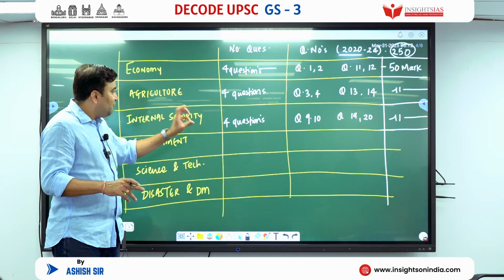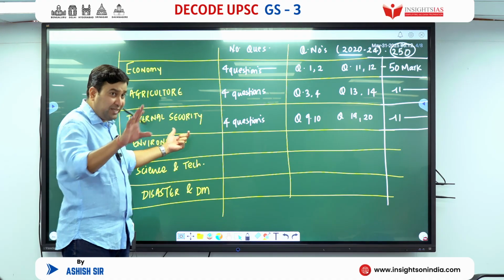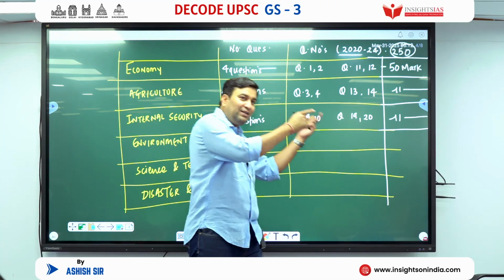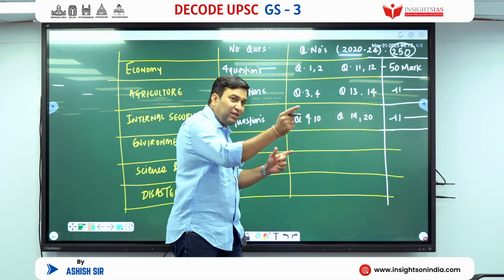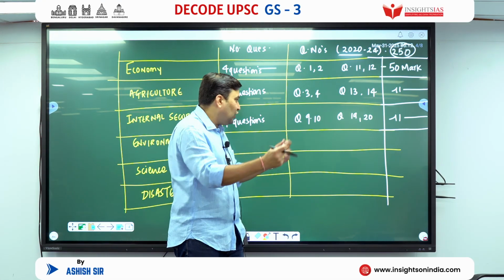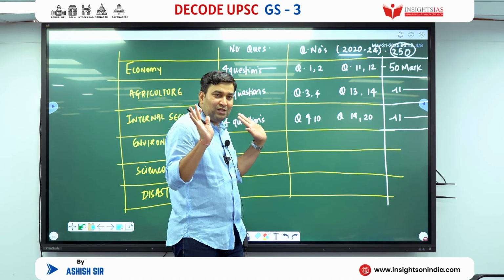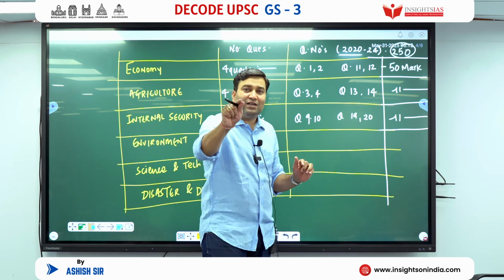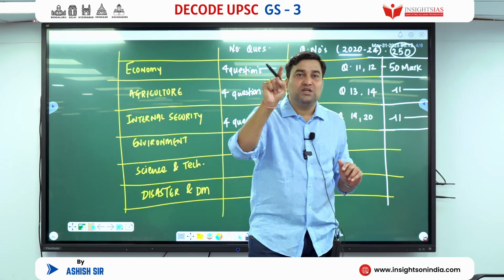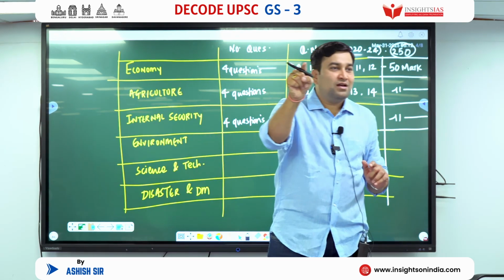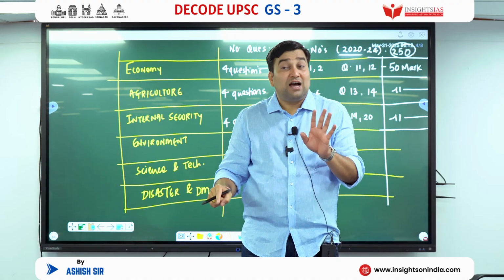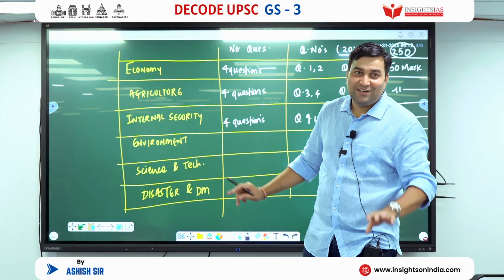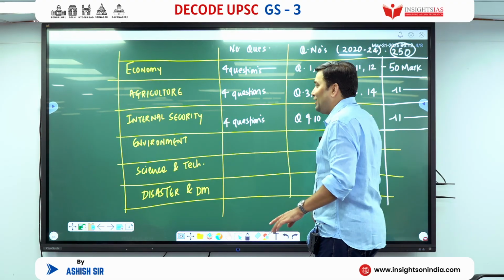First I will go with internal security, for example. I will first write the 15 marker question, after that the 10 markers, but together I will write all the internal security questions. Together, I will write all the agriculture. Because I know that the professor who is correcting the economy paper will not correct science and tech or internal security. He only has to evaluate 4 questions.